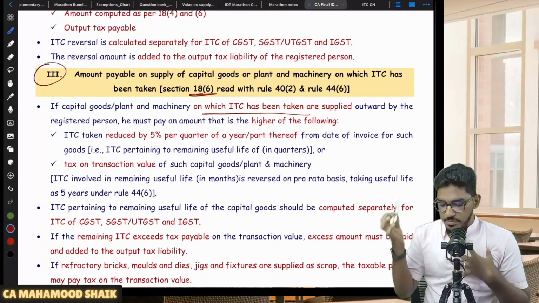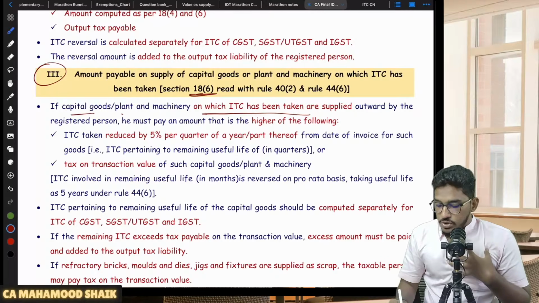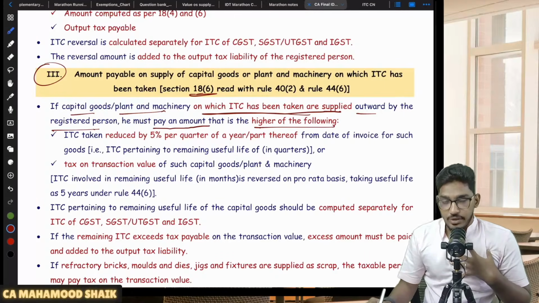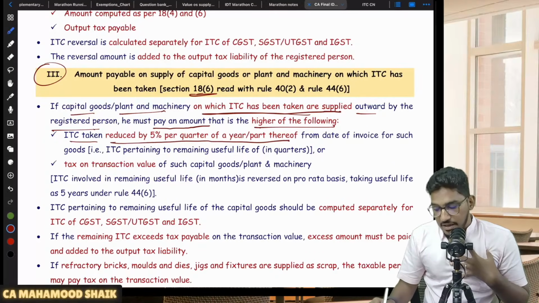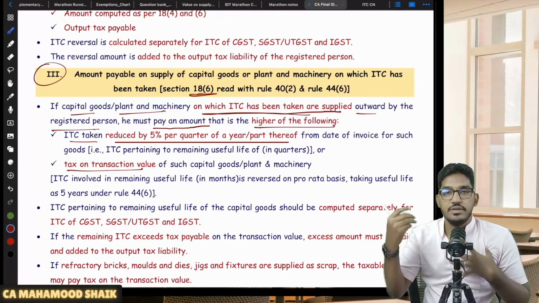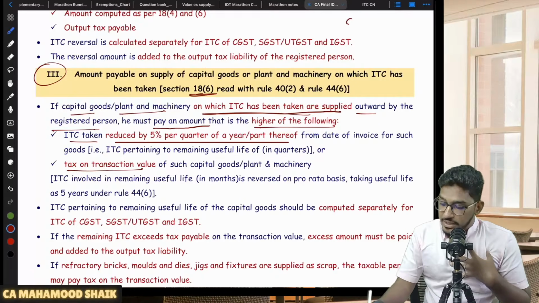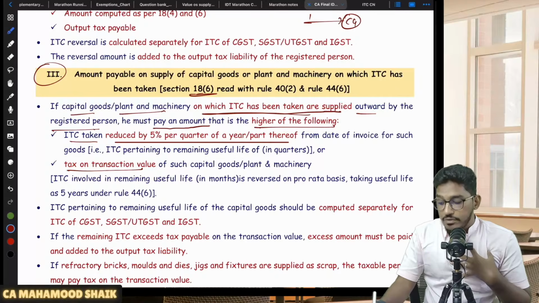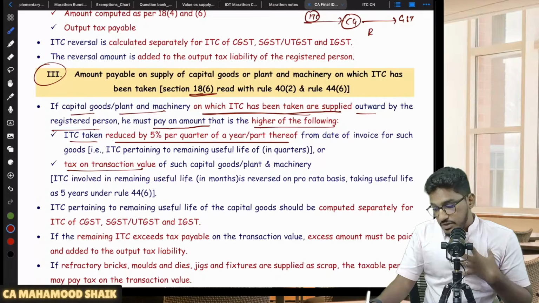Very important special provision. If capital goods or plant and machinery on which ITC has been taken are supplied outward by the registered person, he must pay an amount of tax that is higher of the following: reduced ITC, that is ITC taken reduced by 5% per quarter or part thereof from the date of invoice, or tax on transaction value, whichever is higher. So in case you have purchased a capital good on which you have taken input tax credit, and thereafter you are selling it, how much GST am I required to pay? So calculate reduced ITC.